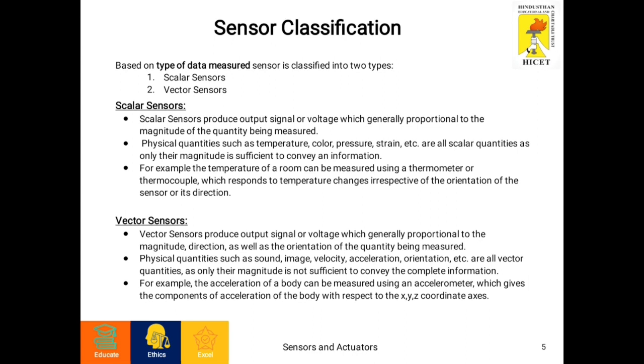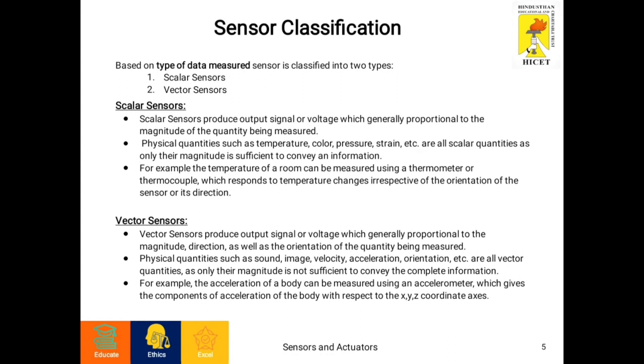For example, the temperature of a room can be measured using a thermometer or thermocouple, which responds to temperature changes irrespective of the orientation of the sensor or its direction. Vector sensor. What is a vector sensor in IoT? A vector sensor is a sensor that detects the translation power in three directions.